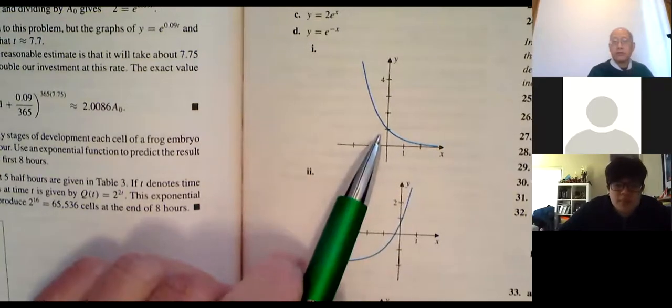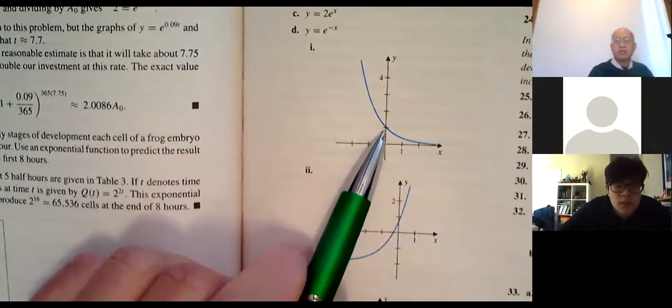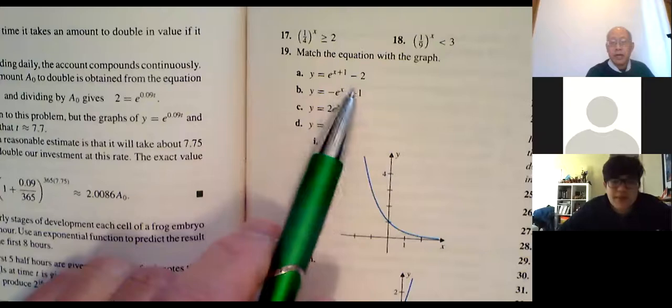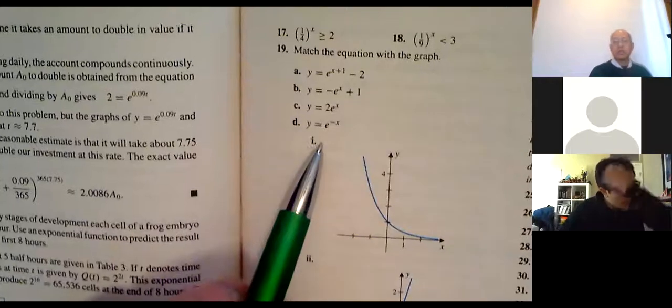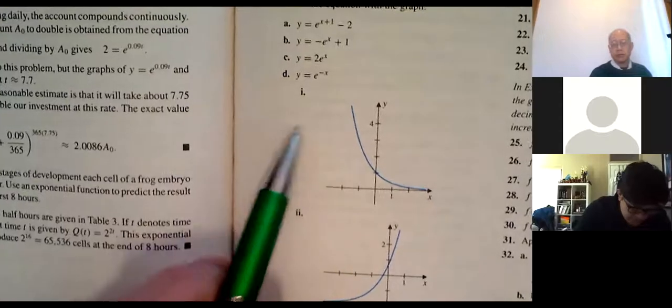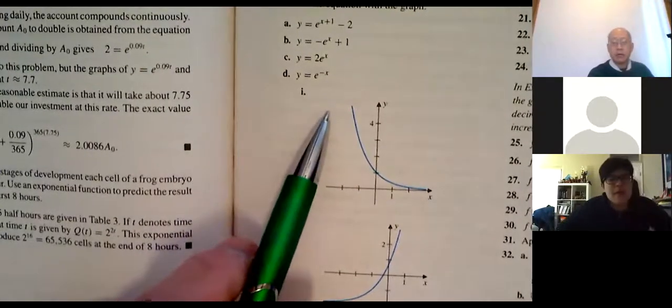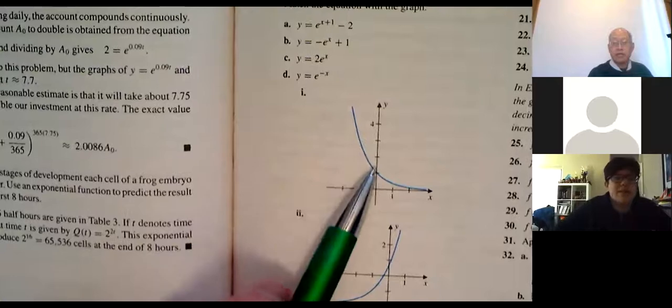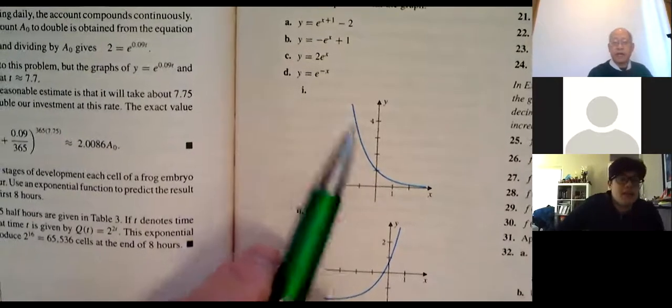It goes through 0, 1. So the base must be less than 1. And you're not adding or subtracting anything, so it should be D. Okay, so D is not Roman numeral. Oh, yeah, it is Roman numeral, I guess. Okay, number 1. e to the 0 is 1, goes through the origin, and it's falling.